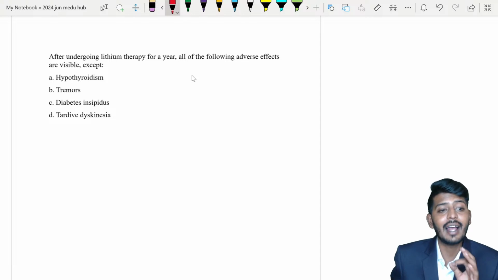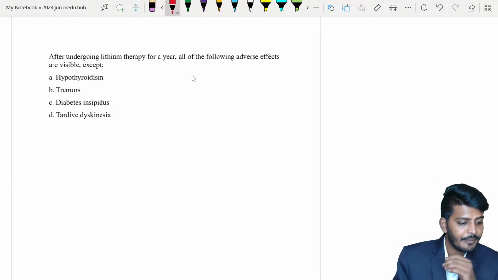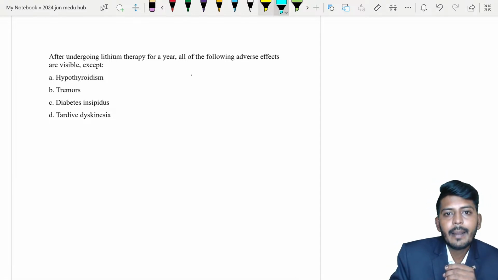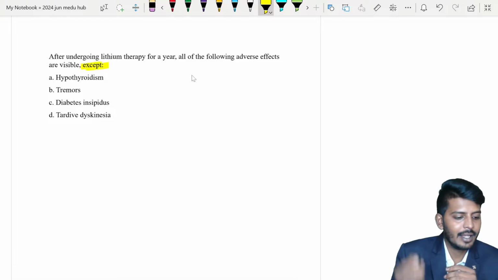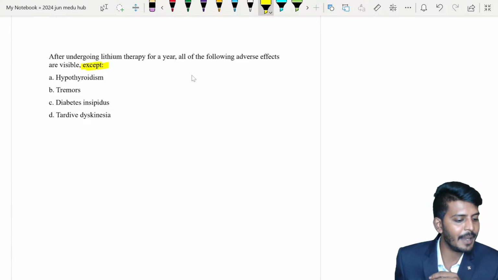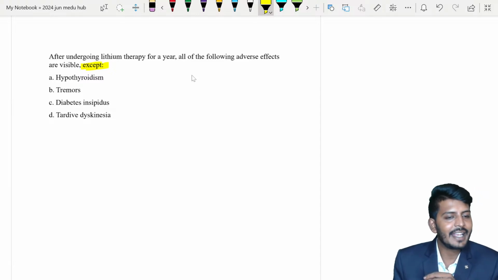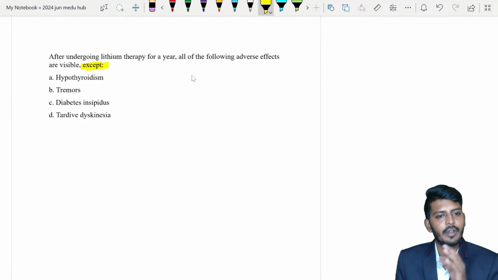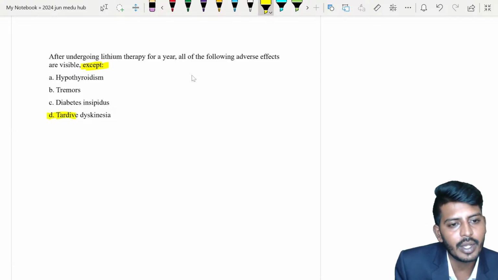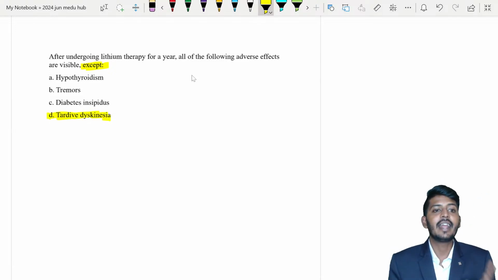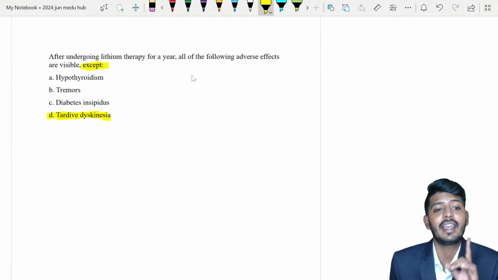Read the question carefully. Except. Okay, what is not seen? Pratyusha, Rinkesh Kumar, come on others. You people are saying tardive dyskinesia is not seen. Veer, yes, correct answer, all of you are correct. Tardive dyskinesia is not seen.